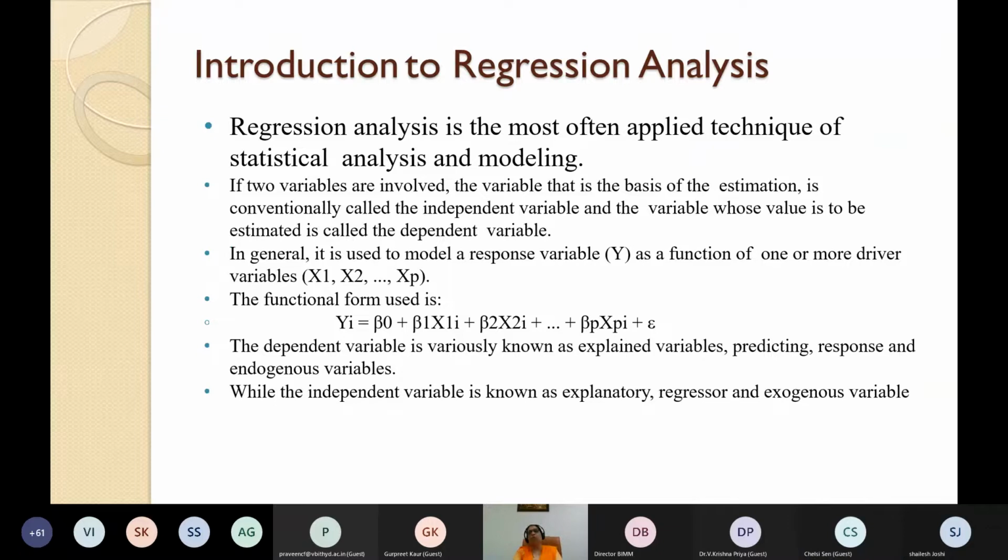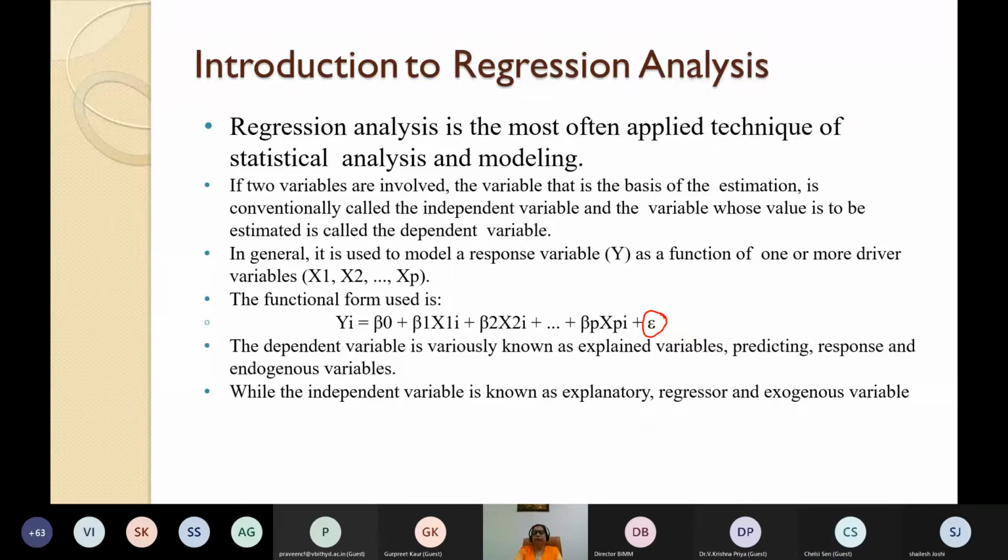So regression analysis is the most often applied technique for statistical analysis and modeling. Wherever, as again I say, there is more than one variable involved, on the basis of elimination, we conventionally call the independent variable, and the variable whose value is to be estimated is called the dependent variable. There can be more than one driver variable or independent variable, and normally we give the equation as this, and this is the residual or the error component.